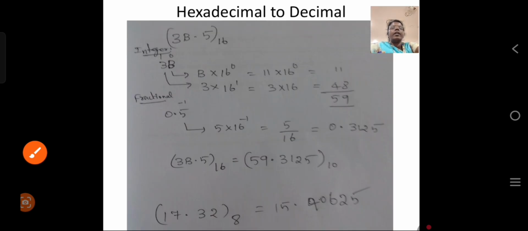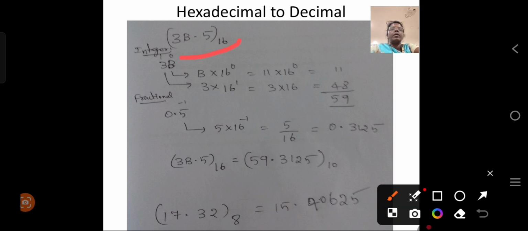Okay, so in the same way we can find out the decimal equivalent for the hexadecimal number 3B.5. Here 3B is the integer part, where B is the least significant digit and 3 is the most significant digit. So B will have place value 0, and 3 will have place value 1. We have to multiply B with 16 power 0 and 3 with 16 power 1. What is B in decimal? B value is 11. So B should be substituted with 11.